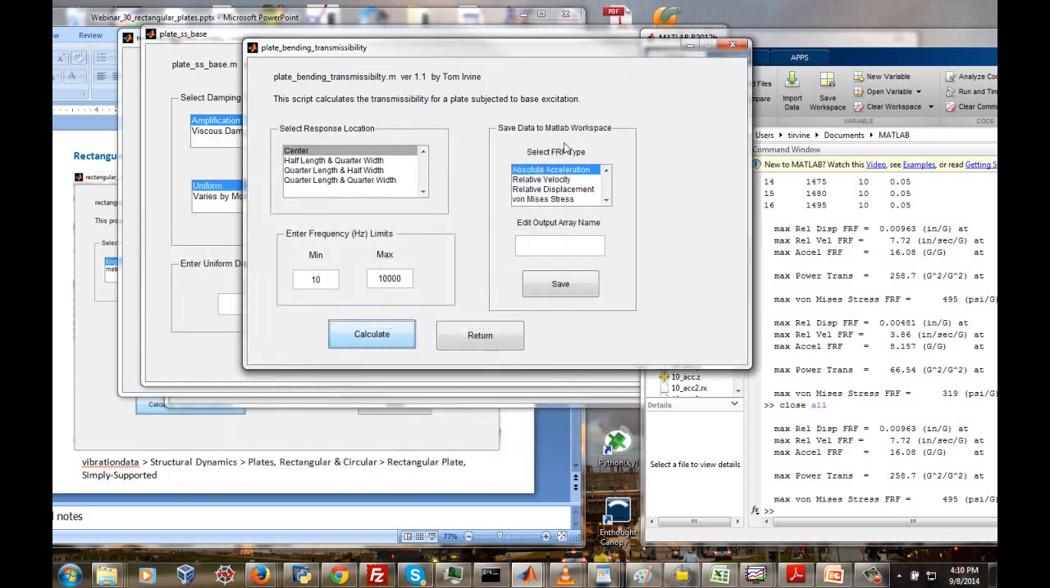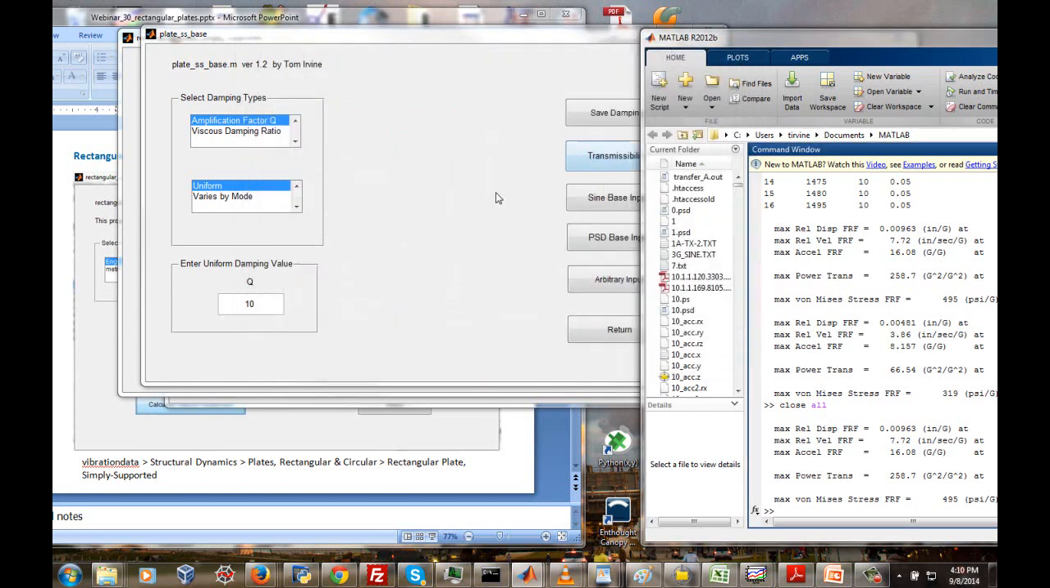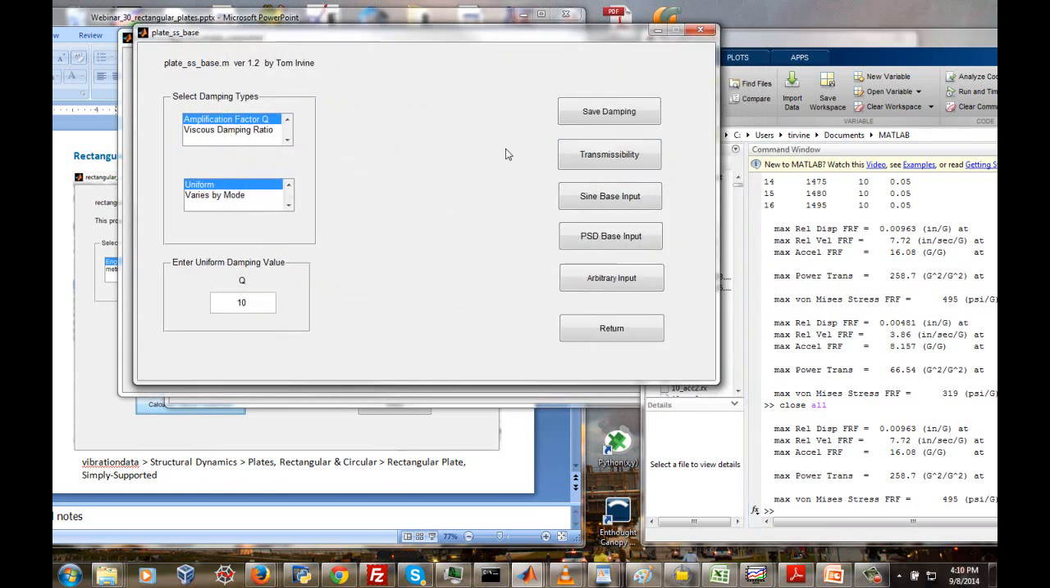So those are just the transmissibility functions, and if we had need, we could export those to the Matlab workspace. But let's go next and just have some fun, and let's do a NavMat PSD base input to this plate simply supported about all edges.